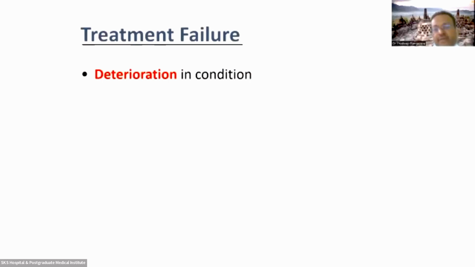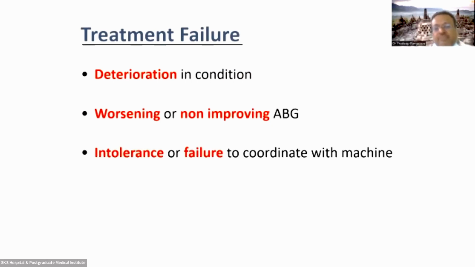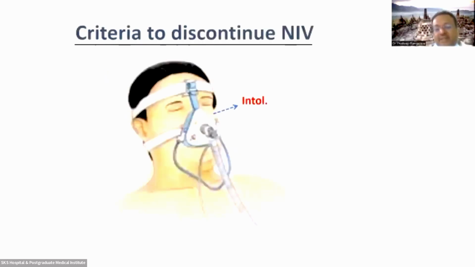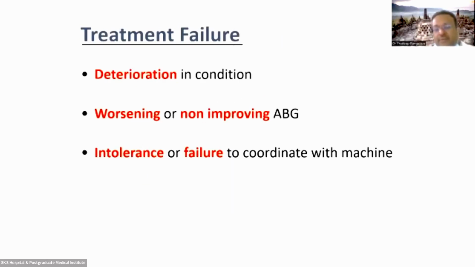Treatment failure is when you have connected the ventilator, you have put in the settings, IPAP, EPAP, you have made sure you are giving good humidification and you are monitoring. But the patient is getting more obtunded and more acidemic, and CO2 is rising despite whatever good parameters you have put in, and there is a worsening or non-improving ABG, or there is intolerance or failure to coordinate, because the patient may be very restless and not complying in keeping the mask on, and not settling even with sedation.